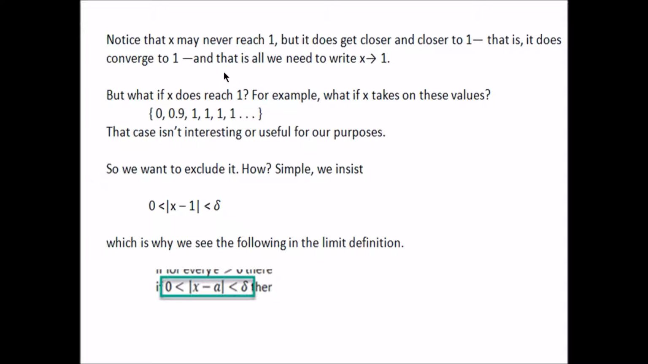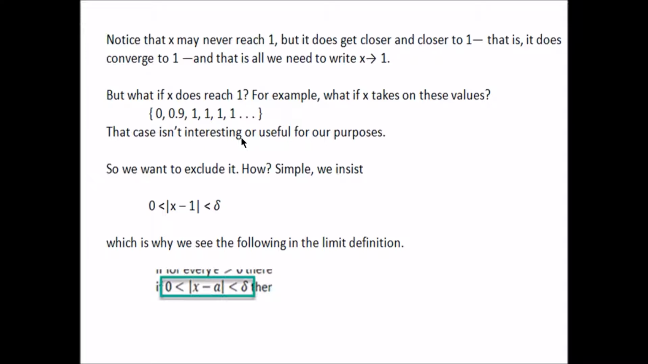Now, does x ever reach 1? Well, it doesn't have to. It just has to get closer and closer to 1. That's all we need to be able to write this. In fact, what happens if it does reach 1? What about if x goes from 0 to 0.9 to 1, and it just stays there? We have a whole series of 1s. It just goes to 1 and stops. Well, this case isn't interesting or useful for our purposes, so we want to exclude it.